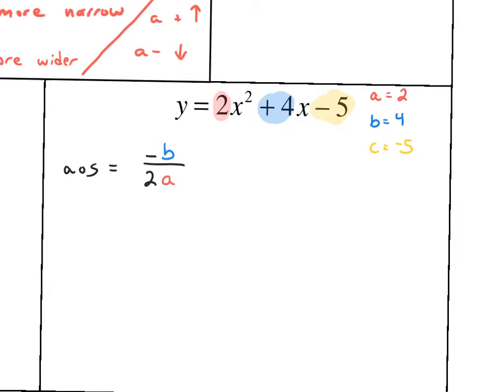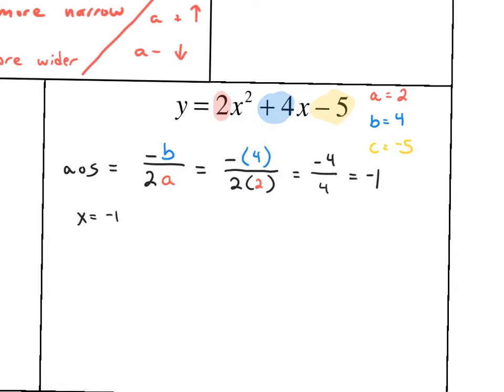To find the axis of symmetry, I'm just going to substitute these in. I say the negative of my b, which is positive 4. Got to watch out. Sometimes you'll have a double negative there. And then 2 times whatever your a is, in this case, 2. Now we simplify. I get negative 4 on top, 4 on the bottom. So my axis of symmetry is x is negative 1.